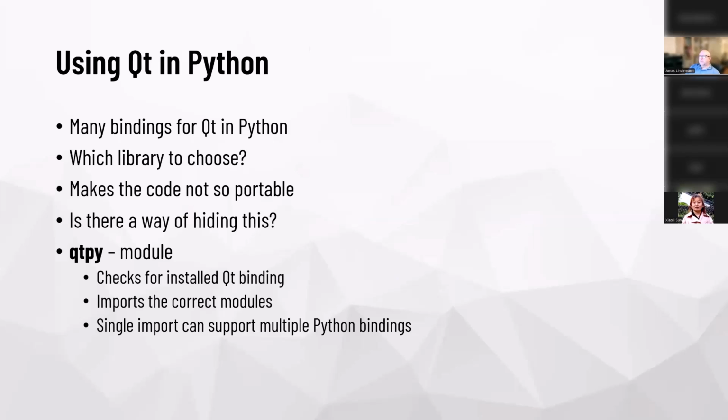One problem, as I said before, is that there are many bindings for Python, and which one should you choose? The problem is that if you choose a single one, your code will not be portable between the Qt versions. There is a way of solving this, and that is using the QtPy module. Usually when you import, for example, PyQt, you use PyQt5 in the import statement. But using the QtPy module, that module will check which Python binding you have available, and magically transform your calls to the correct Python binding.